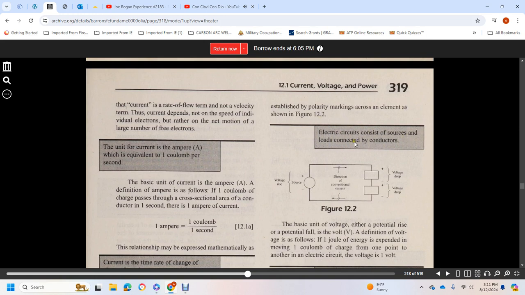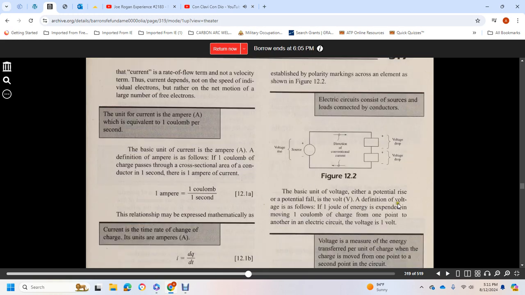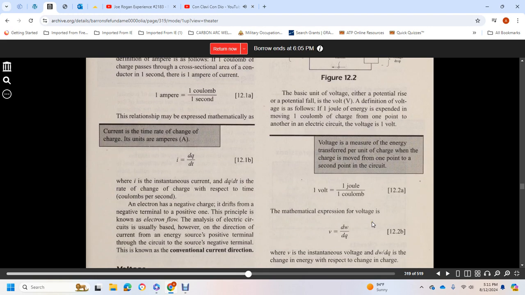Electrical circuits consist of sources, loads, and conductors. The basic unit of voltage, for both potential rise and potential fall, is the volt. The definition of a volt is 1 joule of energy expended in moving a 1 coulomb charge from one point to another in an electrical circuit. Voltage is the measure of energy transfer per unit of charge moved. 1 volt is equal to 1 joule over 1 coulomb. The mathematical expression for instantaneous voltage is v = dW/dQ, the change of energy with respect to change in charge.